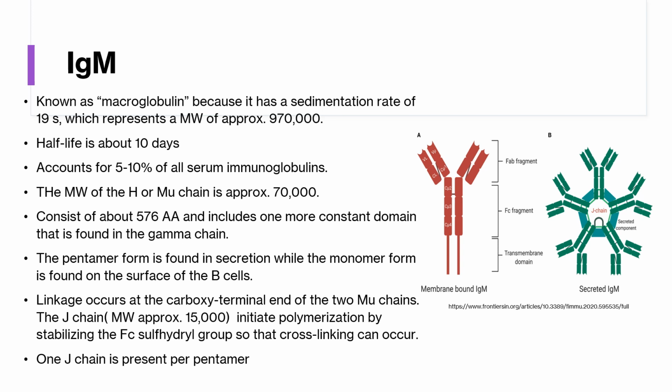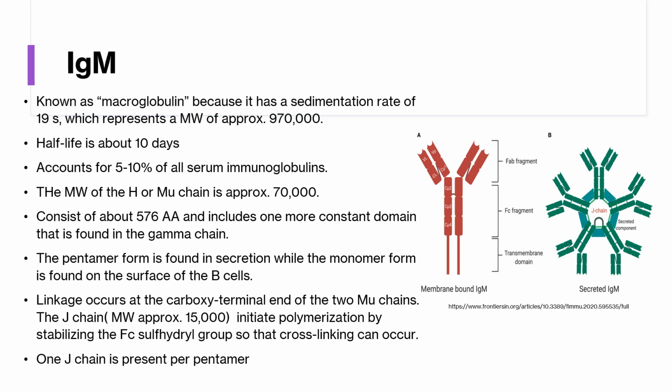If IgM is treated with mercaptoethanol, it dissociates into 5 7S units, each having a molecular weight of 190,000 and a 4-chain structure that resembles IgG. The molecular weight of the heavy or the mu chain is approximately 70,000, and it consists of 576 amino acids and includes one or more constant domains than are found on the gamma chain.